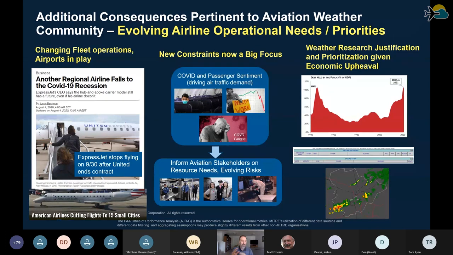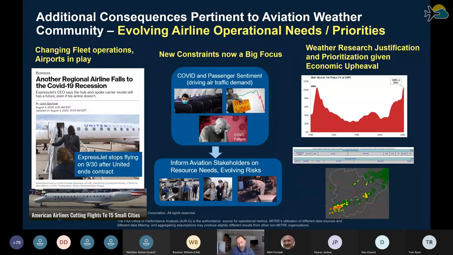Again, in the fall, we talked about how the airlines were pulling back. United Express Jet was going to stop flying. The airlines were cutting flights to small cities. But this is changing a little bit now. Now we're hearing about airlines adding cities, direct flights to Myrtle Beach, more flights to Nashville, to Austin. And again, these are not the same as flying to New York City or Washington, D.C., where there's more of a focus on the leisure travel population.